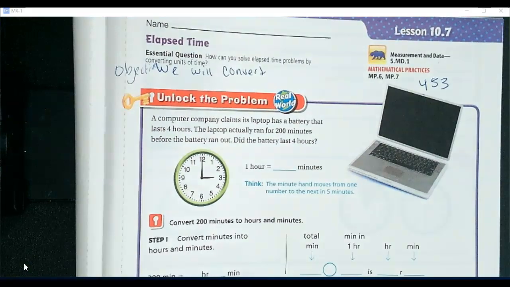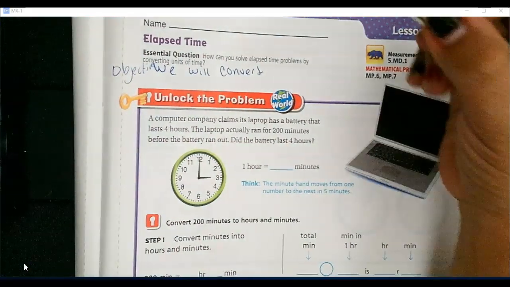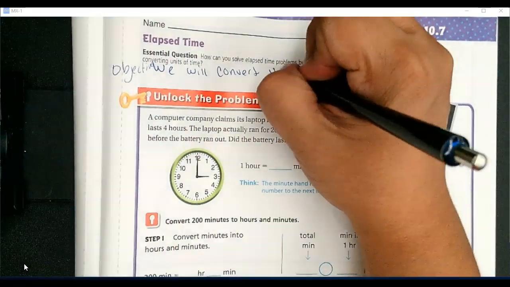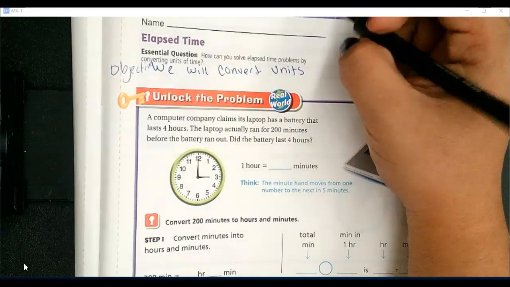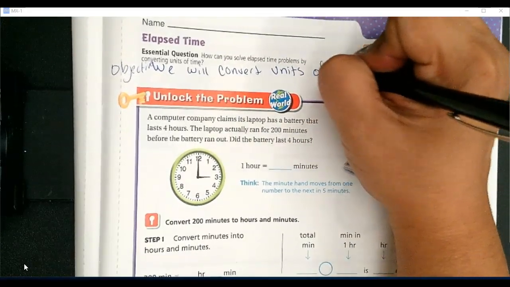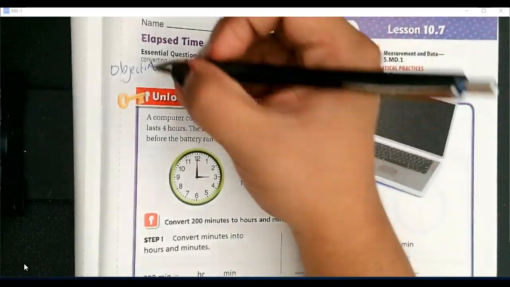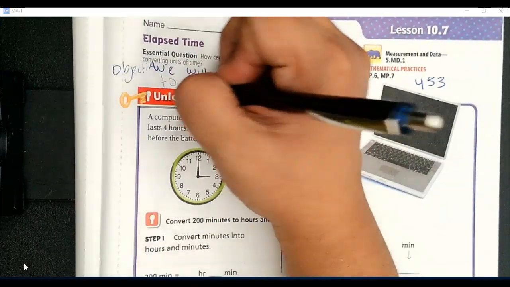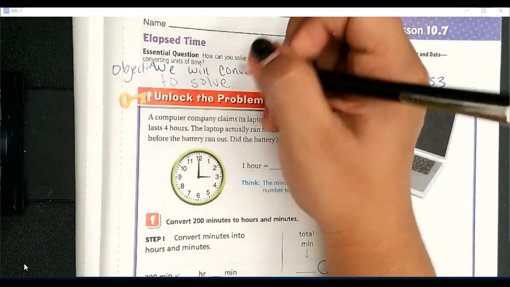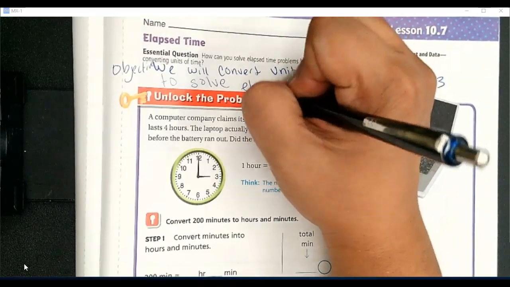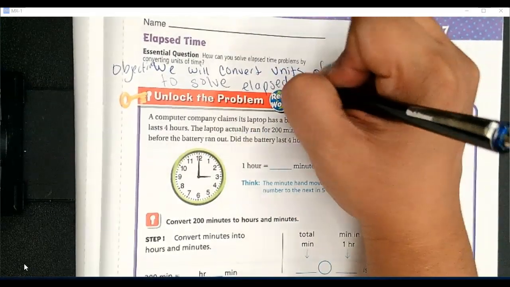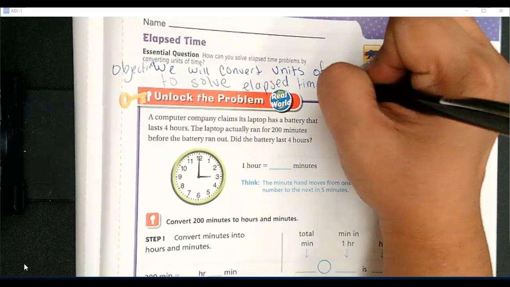We will convert units of time to solve elapsed time problems.